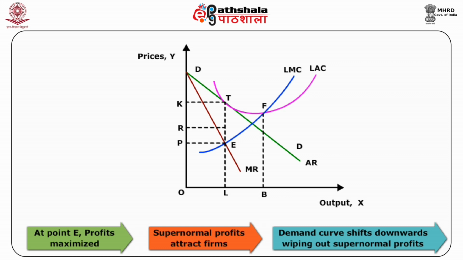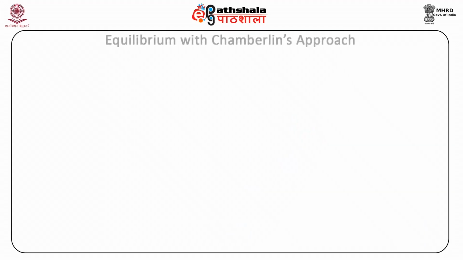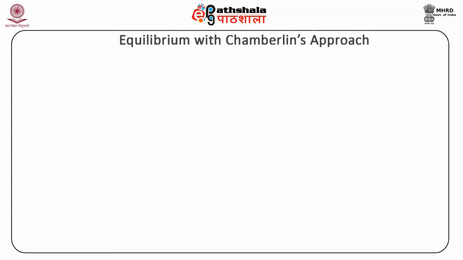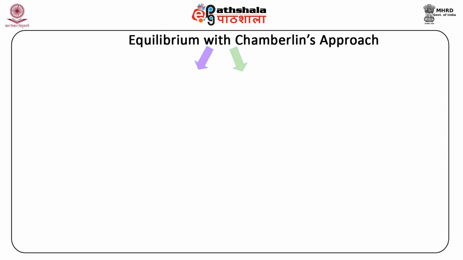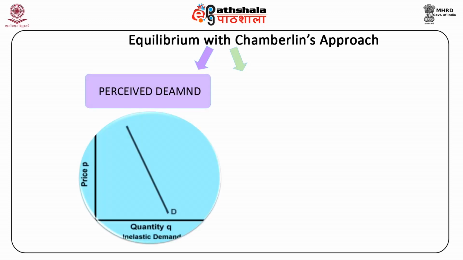Since all firms are alike in respect of demand and cost curves, the average revenue curves of all will be tangent to their average cost curves, and all firms will therefore be earning only normal profits. For understanding equilibrium of monopolistic competition, according to Chamberlin, we try to understand his approach, which makes use of two types of demand curves: the perceived demand curve and the proportional demand curve.